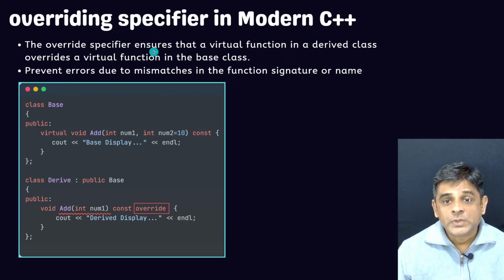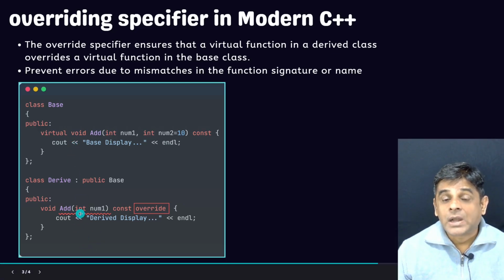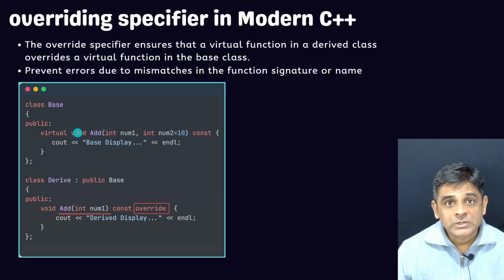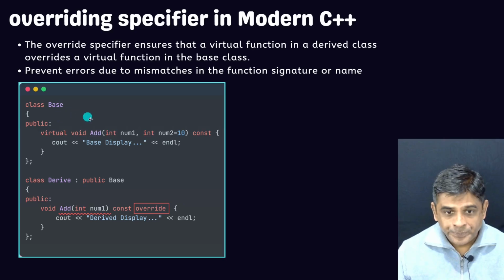The override specifier ensures that a virtual function in a derived class overrides a virtual function in a base class. So when you apply override, it makes sure that the derived class signature matches the base class signature. Both the derived class signature and the base class signature must be the same. Then only it will allow. So consider this code snippet.